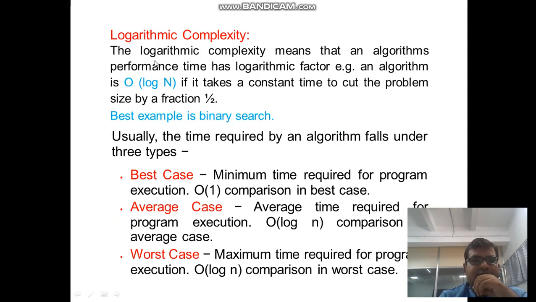And the last one is the logarithmic complexity. This means that an algorithm's performance time has a logarithmic factor. For example, an algorithm is O(log n). It means in such an algorithm, our array or list is always divided into half. If it takes constant time to cut the problem size by a fraction of half, like in binary search, we always find the mid position. So whatever the list is, in every step, it will be divided by 2.